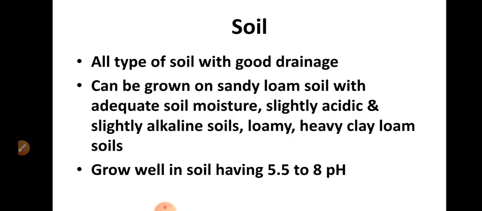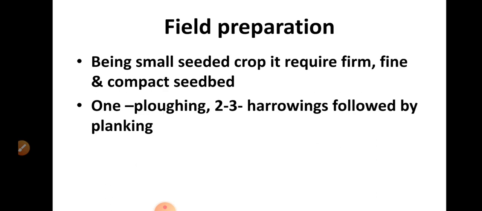But this crop grows best if the soil has pH 5.5 to 8. That means we can choose such kind of soil having pH in between 5.5 to 8. Fine. Next is field preparation.